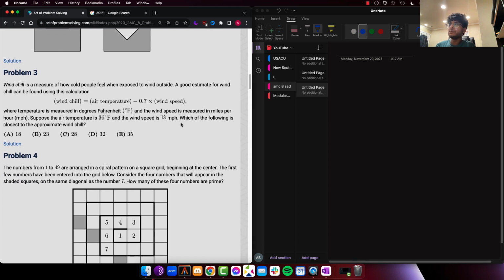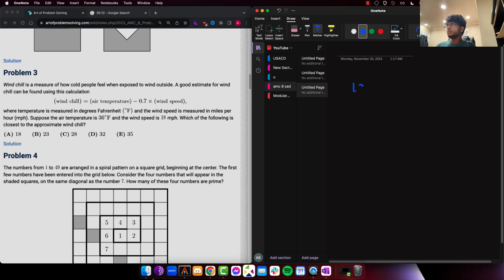Wind chill is a measure of how cold people feel when exposed. Okay, so you just plug it into the formula. 36 minus 18 times 0.7, 1.8 times 7. That's 12.6. 36 minus 12.6 is 23.4. So B.